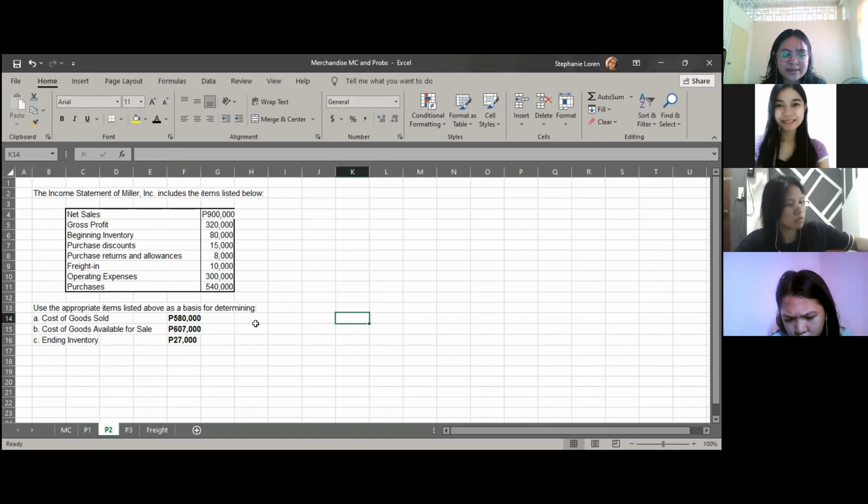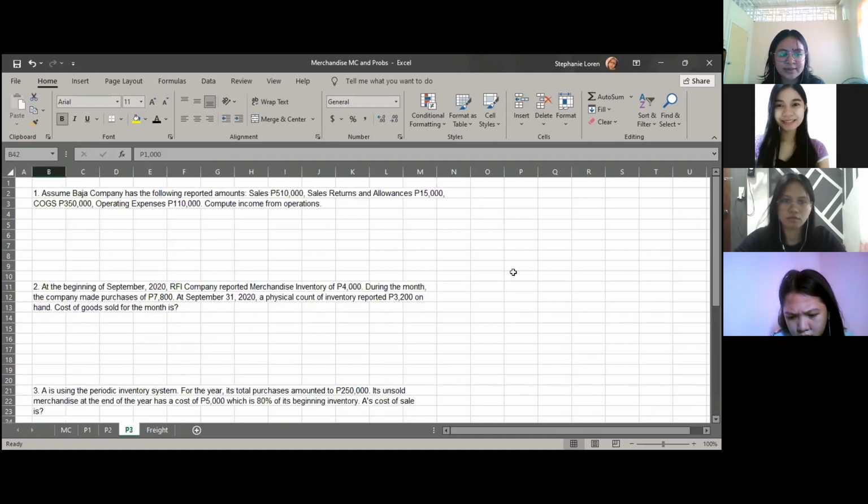Tapos, mag-jump na tayo. So, cost of goods sold. Paano i-compute yung cost of goods sold? Net sales plus gross profit lang, 580. Cost of goods available for sale. Ganun sa computation ng cost of goods sold, pero hindi mo ilalas yung ending. And your ending inventory is 27,000. Ayun. So, mag-jump na tayo agad sa problem 3 ha, kasi medyo kulang na rin tayo sa time. 15 minutes na lang. So, ayun.